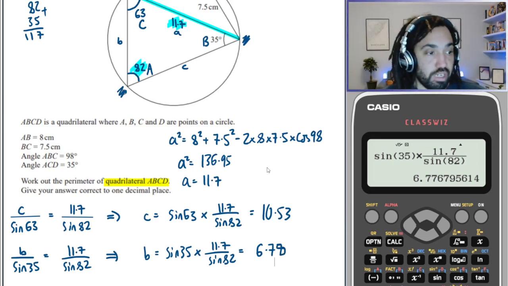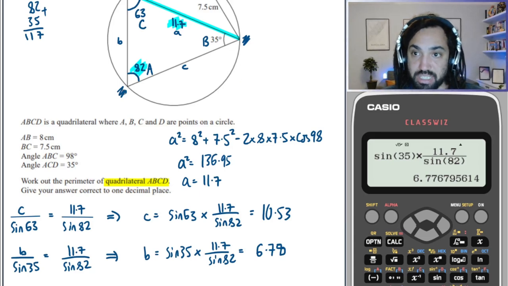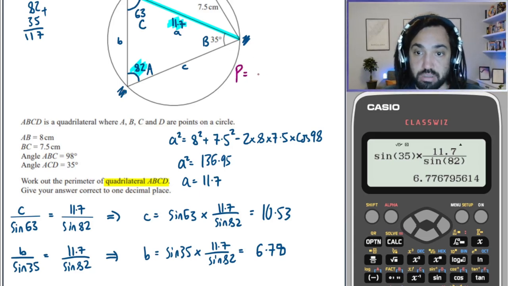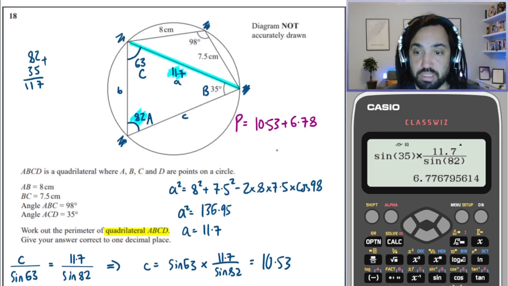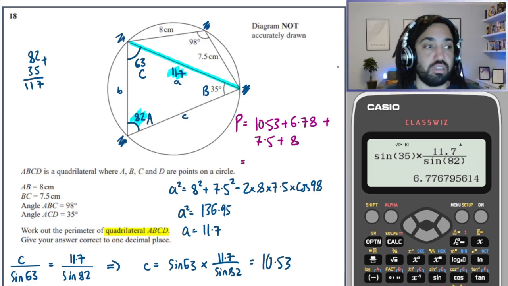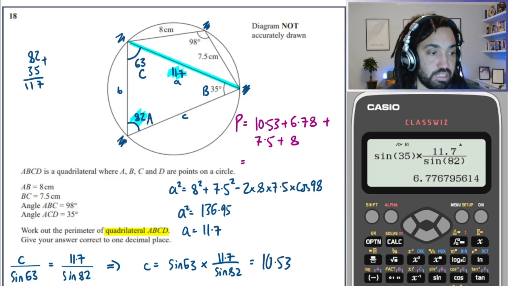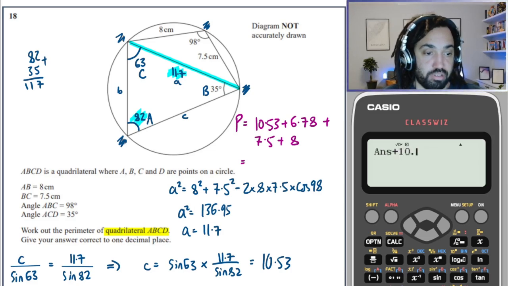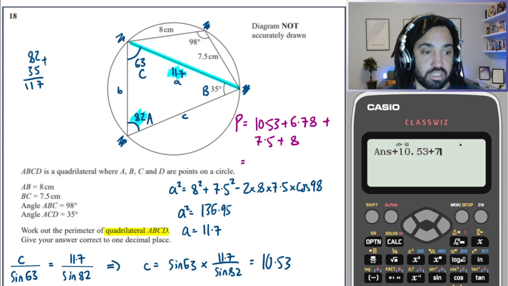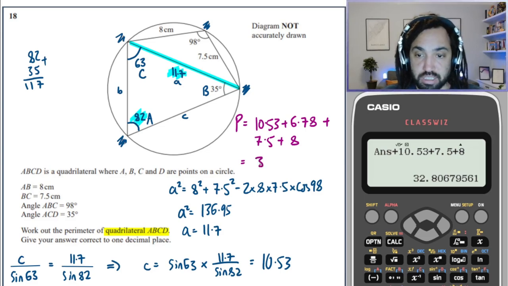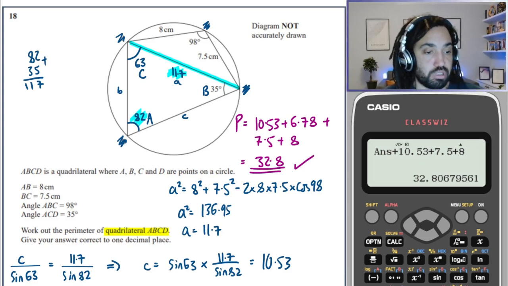Okay, right, so finally, it's a real beast question this. The perimeter will be of this quadrilateral, all of these added up, the two that we've just worked out, and the ones at the start as well, so 7.5 and 8. So we will take our calculator there and add on 10.53, add on 7.5 and add on 8 to get the full perimeter, which is 32.8. Final answer, beast question that, bosh.